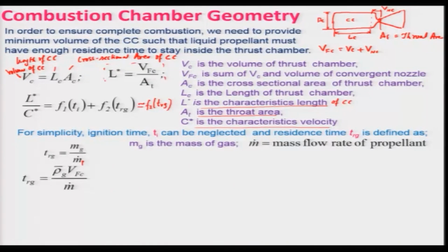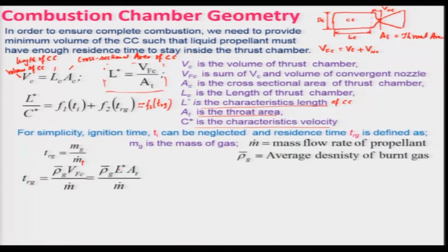For that, we can use L star in this expression: VFC is nothing but L star into AT. And if you consider m dot and relate it to C star, we get C star is nothing but PC AT by m dot. So I can write in place of this PC AT and C star. AT will cancel out, and I will get rho G L C C star by PC.